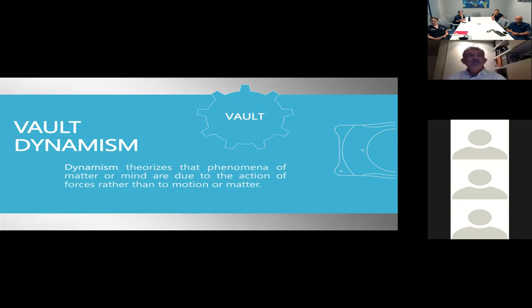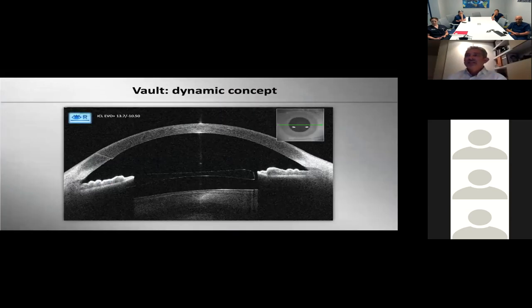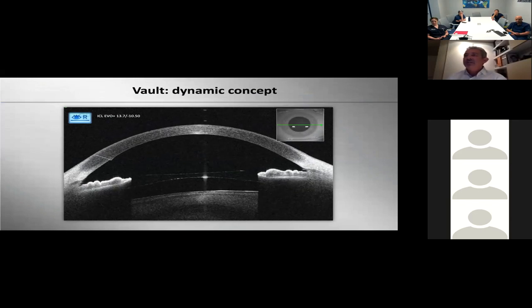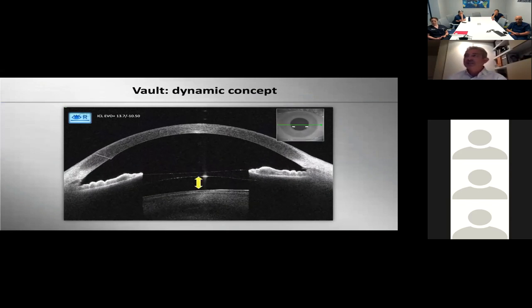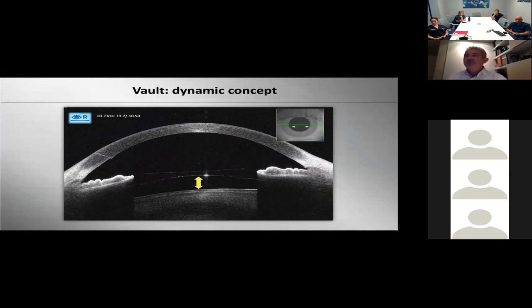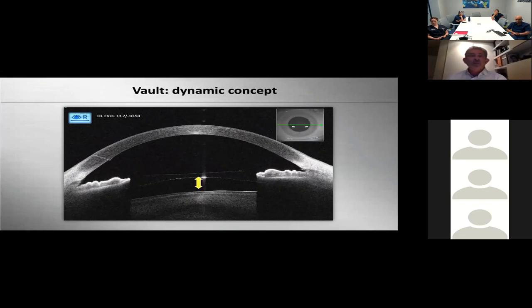Dynamics theorizes that phenomena of matter are due to the action of force. So in the following slides, I will try to show you why the vault should be considered from a dynamic point of view. This is a dynamic anterior segment OCT of an eye implanted with a myopic ICL model EVO Plus. When we modify the external condition, going from a scotopic to a photopic lighting ambient, we observe how a significant variation of the value of the central and peripheral vault occurs.